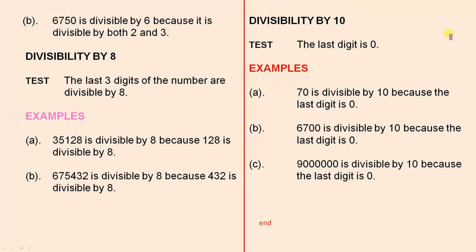And the last test we're interested in, divisibility by 10. The last digit is 0. So the examples: 70 is divisible by 10 because the last digit is 0. 6,700 is divisible by 10 because the last digit is 0. And 9 million is divisible by 10 because the last digit is 0.